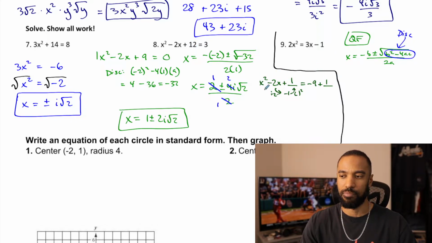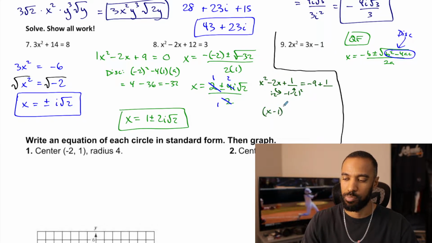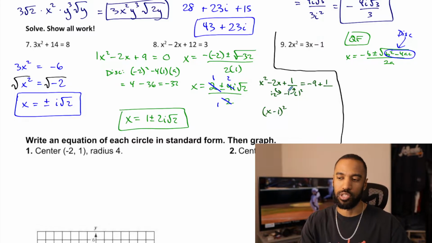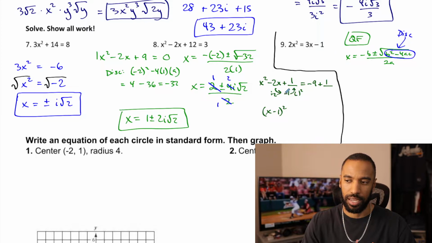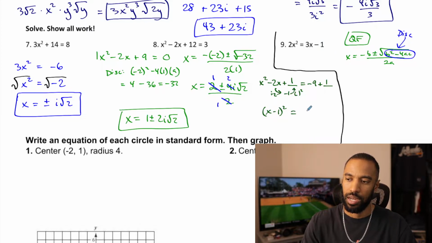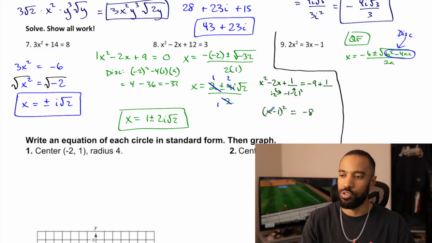And I do this because I've made what's called a perfect square trinomial, something that you can factor down like so. This is x minus 1 quantity squared. The two numbers that multiply to make 1 and add to make -2 are -1 and -1, that guy right there. And it makes this. Negative 9 plus 1 is negative 8. Why did I do this? Because now I can solve using square roots.